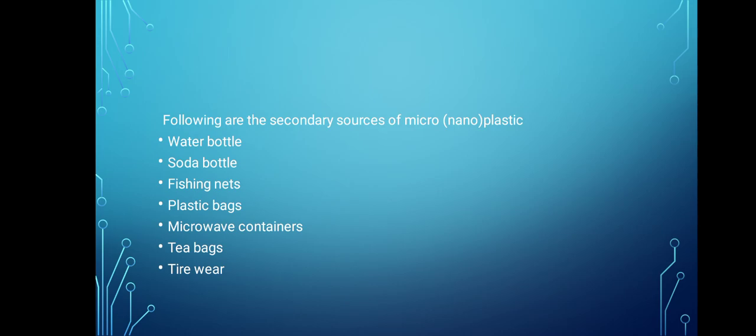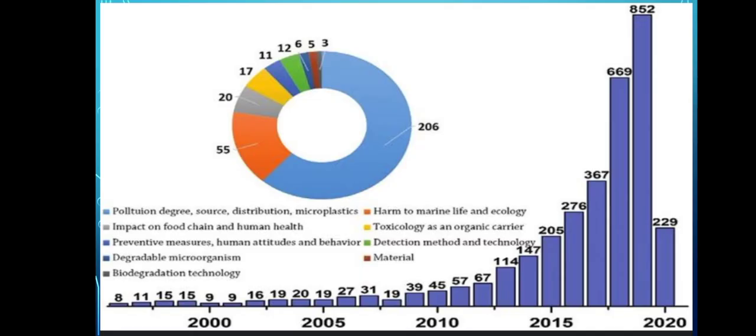First is water bottle, second is soda bottle and fish nets, plastic bag. Next is microwave containers, tea bags, and tire wear. These are the sources that cause microplastics and nanoplastics. Here is the chart.